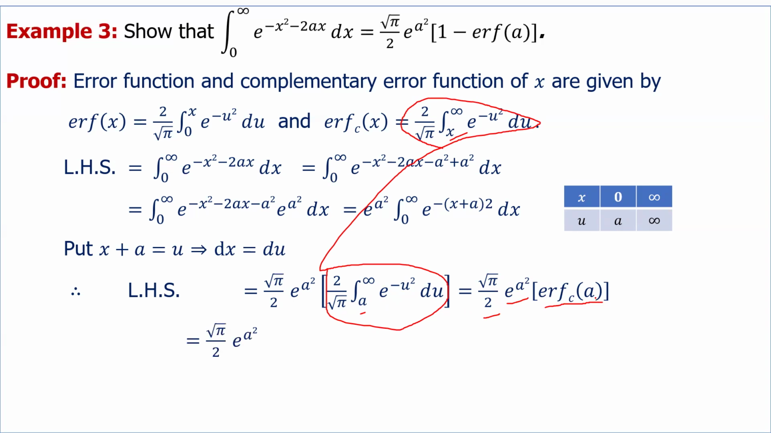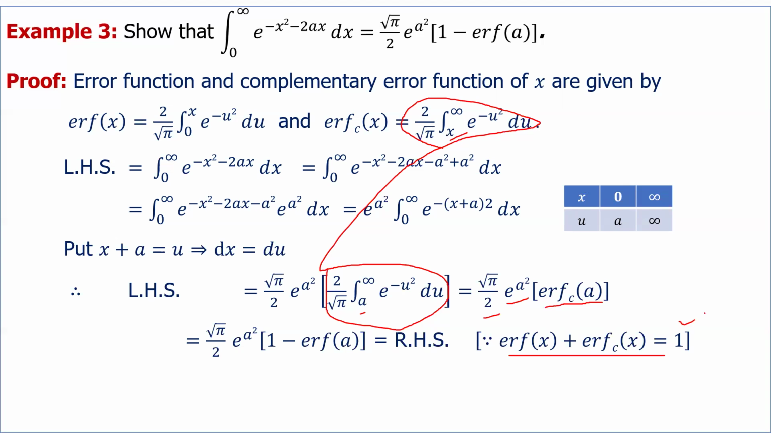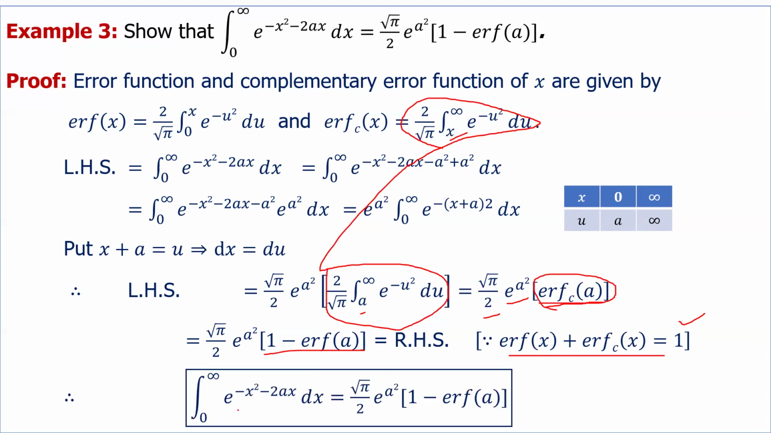But we know that error function of x plus error function of complementary of x is equal to 1. So error function complementary of a is given by 1 minus error function of a, and this is our right hand side. Therefore, the integration of e to the power minus x square minus 2ax under the limit 0 to infinity with respect to x is given by root pi upon 2 e to the power a square whole times of 1 minus error function of a. Thank you.